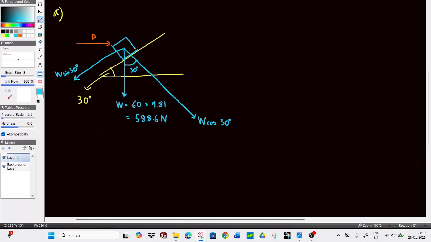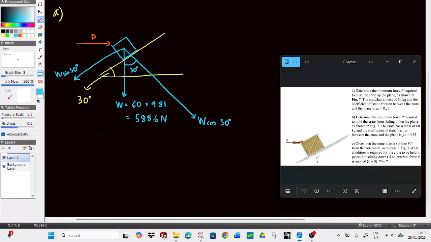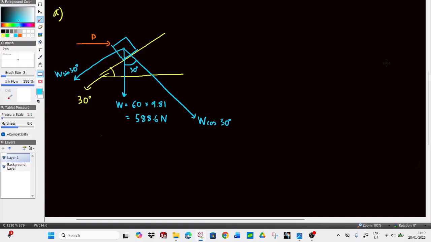Here's the thing to note: the question was asking for the minimum force required to push the crate up. So this crate has a tendency to go up, which means the friction will resist it from going up. So the friction will actually be downwards. And of course, there'll be a normal force acting on the crate, which I will label as NR. I will set the axis such that the positive x-axis is along the surface of the slope, whereas the positive y-axis is going upwards perpendicular to the slope.